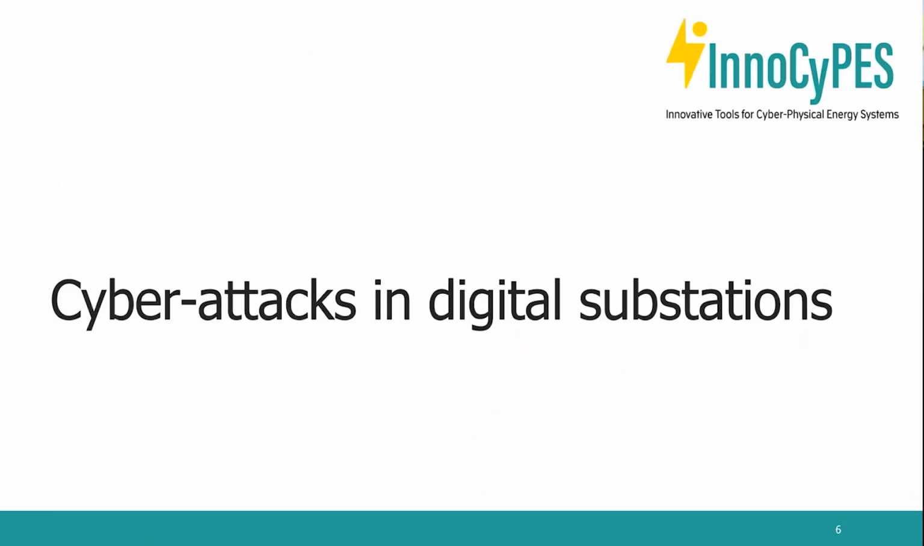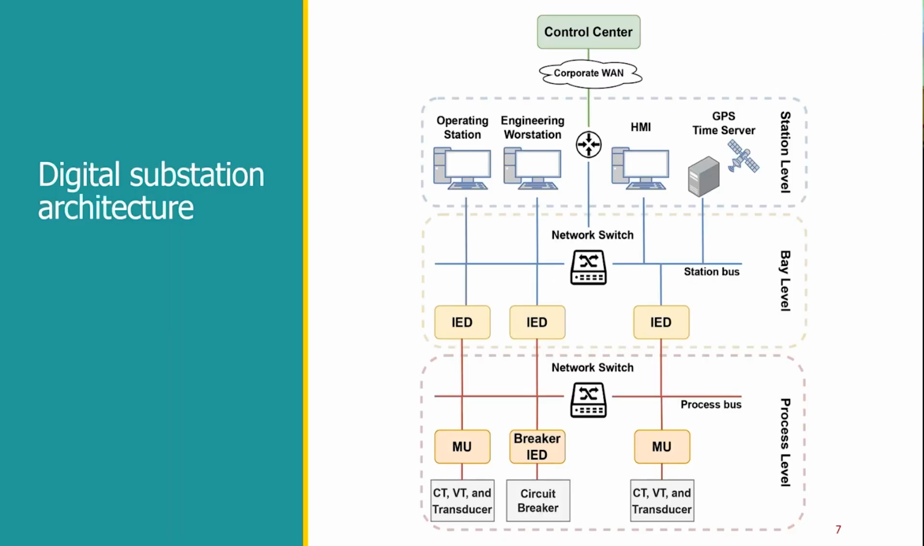So now let's move even more into detail on the components we have there and how we can attack those components. Here we have a high-level view of the substation, which can be divided into 3 main levels. At the top, we have the station level. We usually have the operating station, which is used by the operator to control the station status in real time, and control circuit breakers if needed.